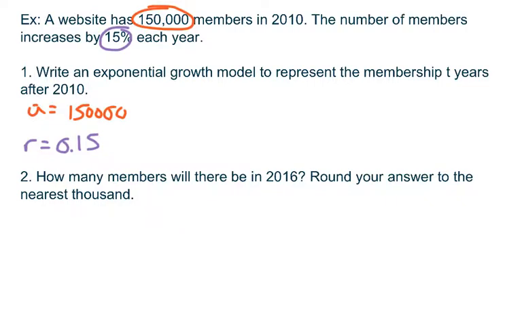So let's fill in what we know. Again, growth model, y equals a times 1 plus r to the t power. Plug in what we know. We know a and we know r. And those are the only two things we're going to be able to plug in.